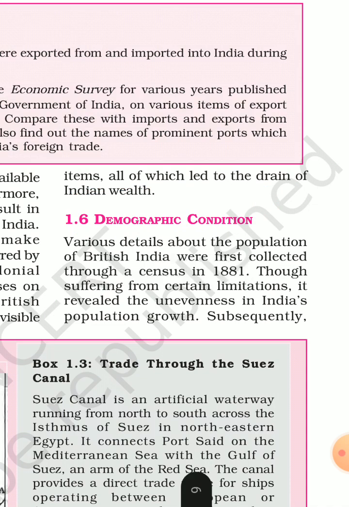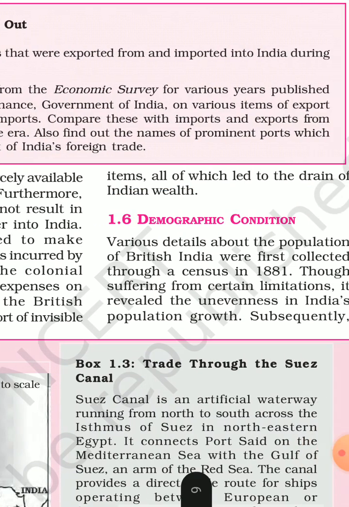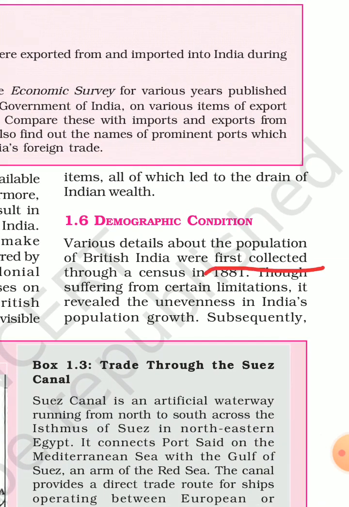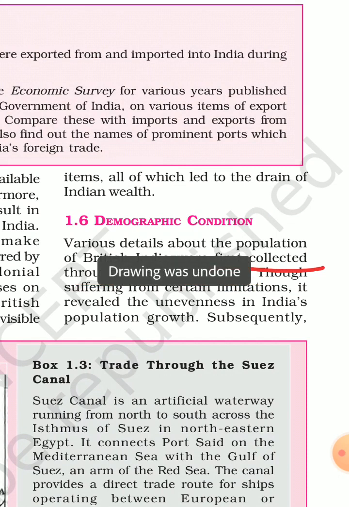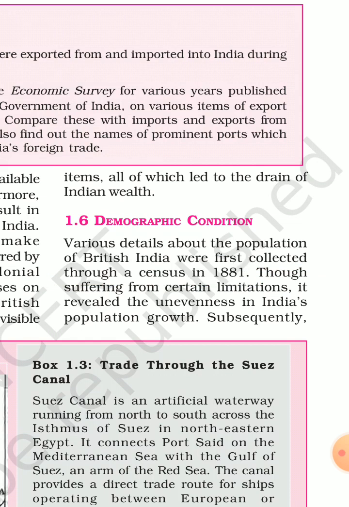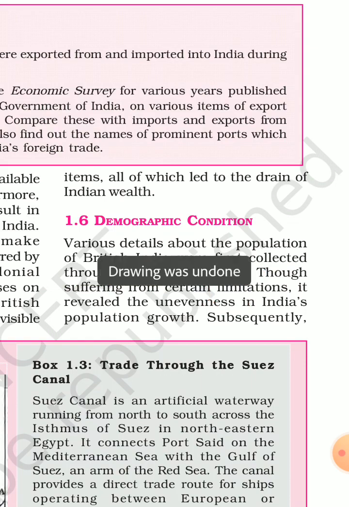So now here the first thing which we have to see is the first census, which was collected in 1881. Okay, so now a question can be here: when was the first official census held, in which year? So it was held in 1881.